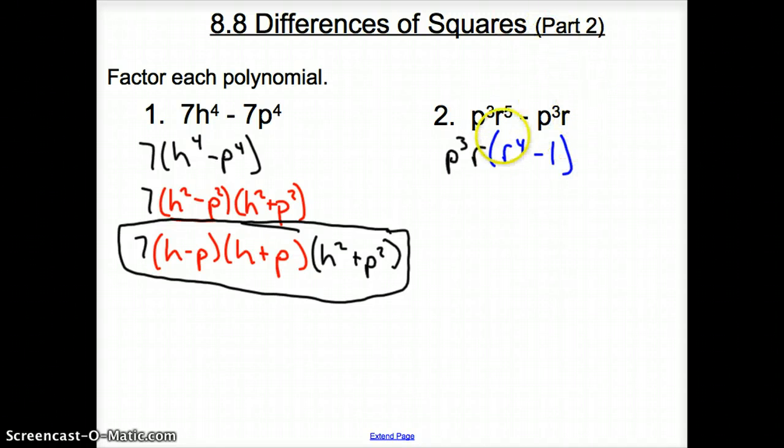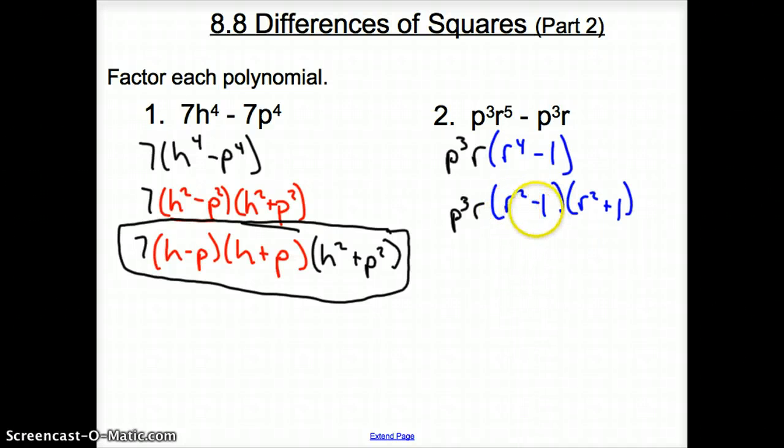Now, a little bit tricky here because it's r to the 4th minus 1. What times itself will give you r to the 4th? Well, hopefully after doing enough of these problems, we realize that it's r squared minus 1 and r squared plus 1. Bring down everything else that we did not use, which was the p cubed r. And hopefully we realize we're going to have a lot of these problems today where we're not going to be done after the first step or the second step we factor. We have to keep looking at our factors and seeing if we can factor it anymore.